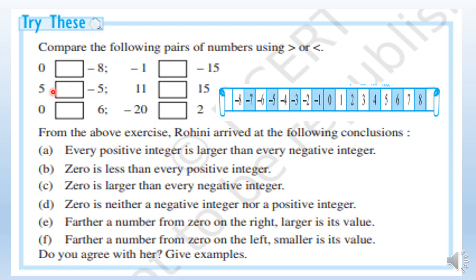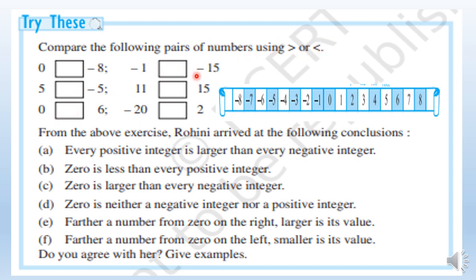So here we have to place this sign, which means 0 is greater. Now here 5 and -5. 5 is in the right direction and -5 is in the left direction. So 5 is greater because it's in the right direction. Here 0 and 6. 6 is to the right of 0. That's why 6 is greater.